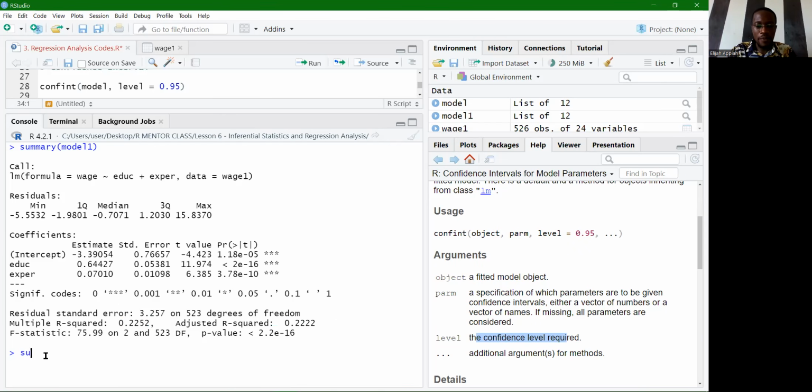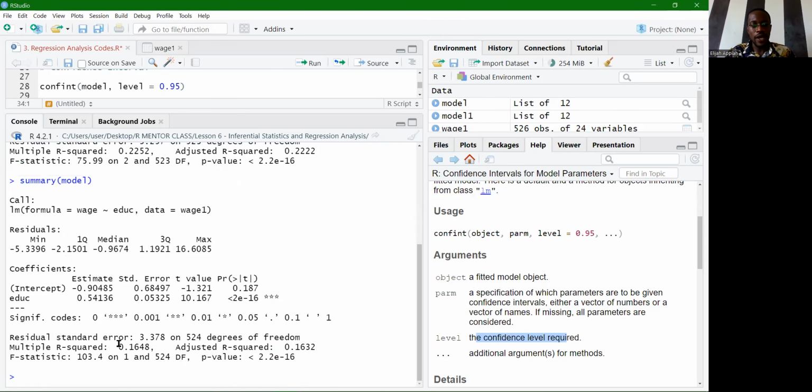Now, if you look at the summary of the first model where we had only one independent variable in there, look at the R squared. It was what? 16.48%. But if you look at the R squared when we included experience, we have 22.52%. It is natural that the moment you increase the number of independent variables, your R squared increases. It is natural. So if you have one independent variable, you have a level of R squared. If you add another variable to that same model, you are going to get an increase in R squared. If you add another variable, you're going to get an increase in R squared like that.